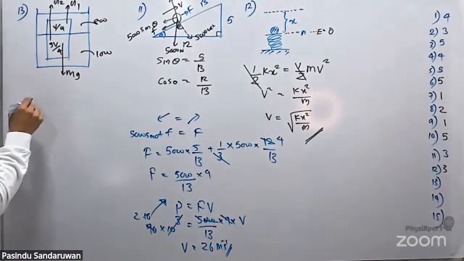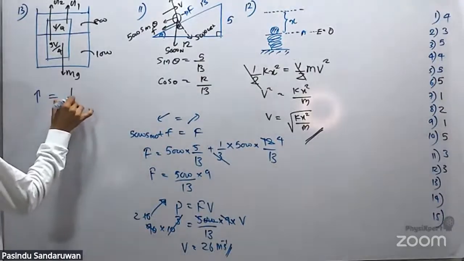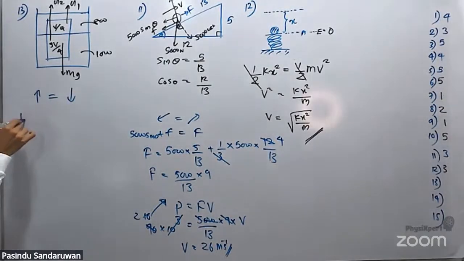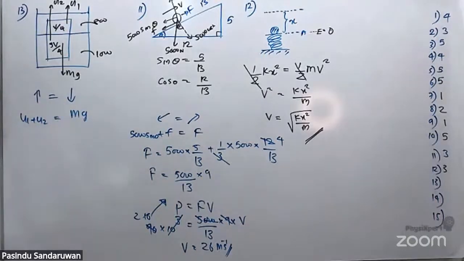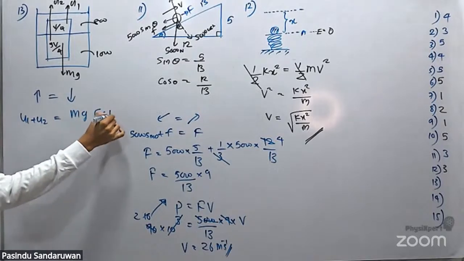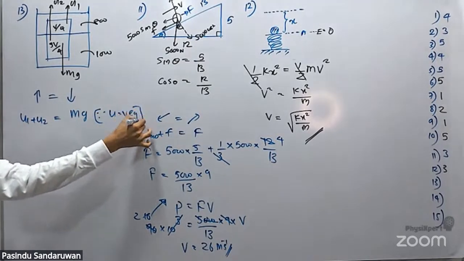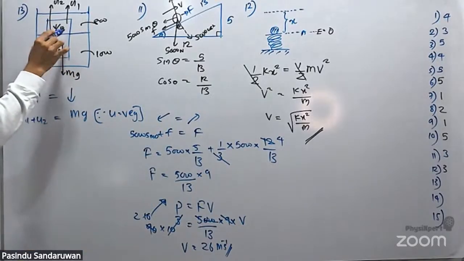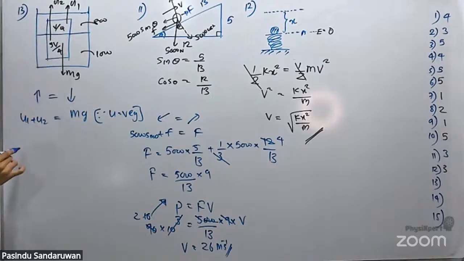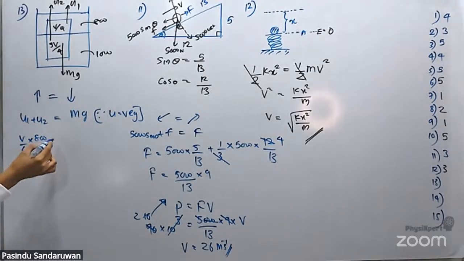Then vertical upward forces equal vertical downward forces. U1 plus U2 equals mg. We know U is V rho g, a very popular equation. Then for U1, the respective immersed volume is V/4, only V/4, times rho 800. G cancels, no?